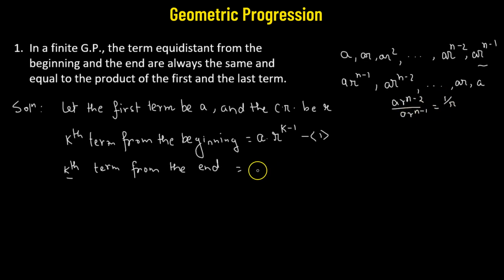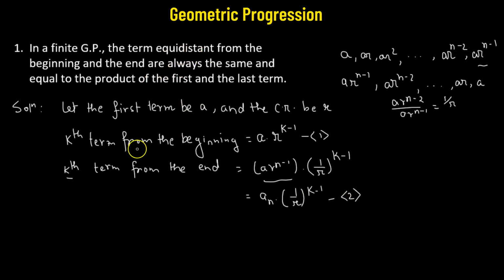So that means the kth term from the end will be, we will have to consider the first term, that's ar raised to the power of n minus 1, times the common ratio. The common ratio is 1 over r, whole raised to the power of k minus 1, since it's the kth term. Now ar raised to the power of n minus 1 is also the nth term. So we have an times 1 over r raised to the power of k minus 1. So let this be equation number 2.